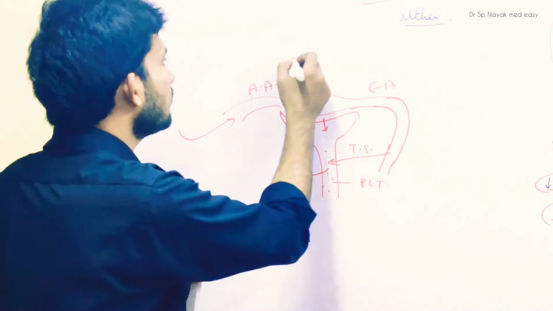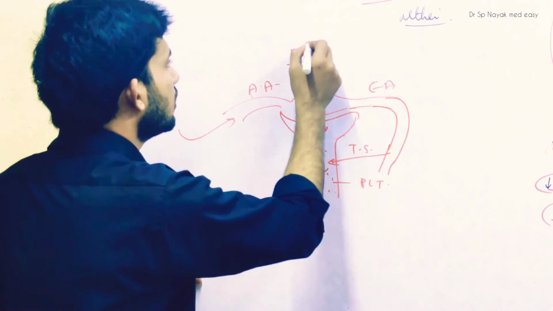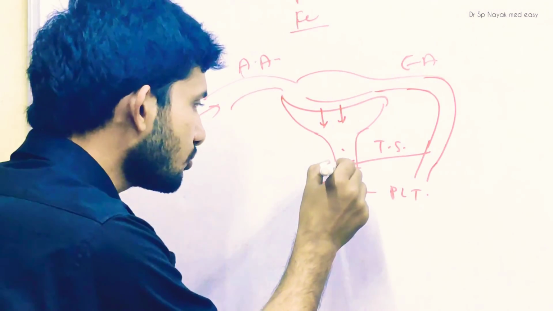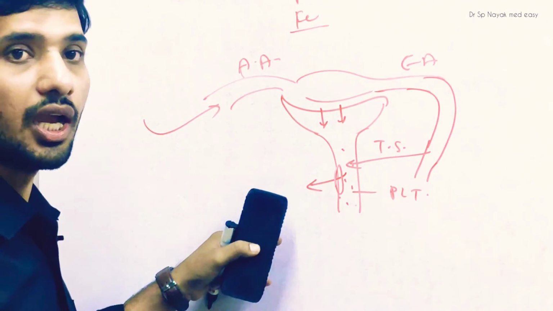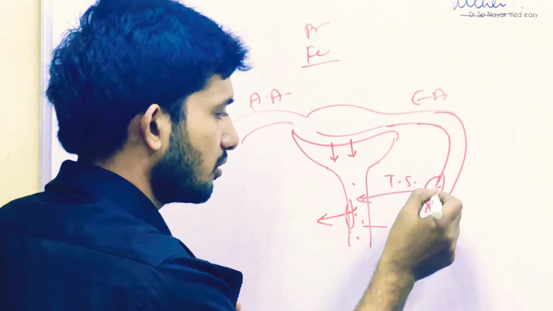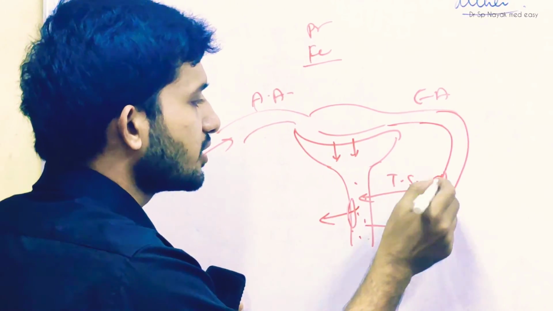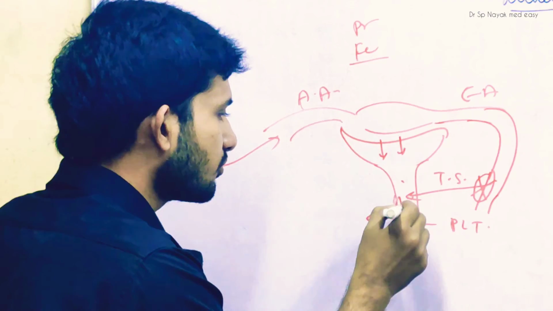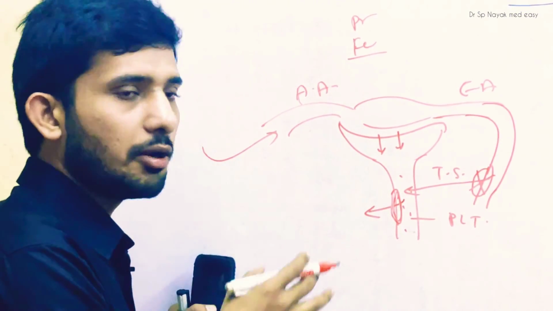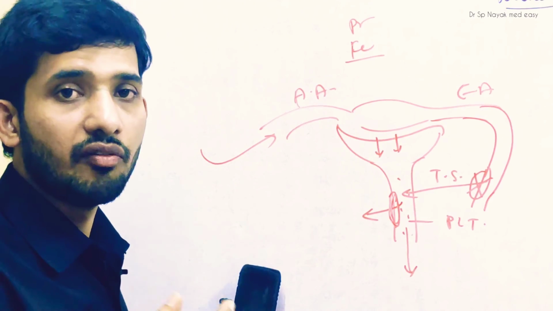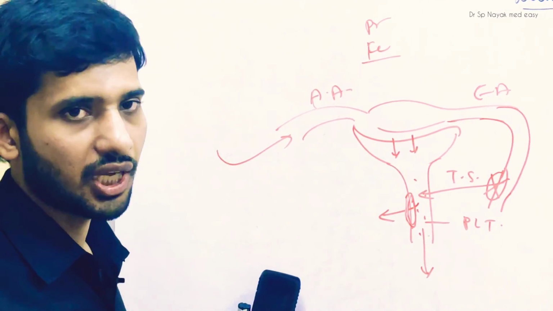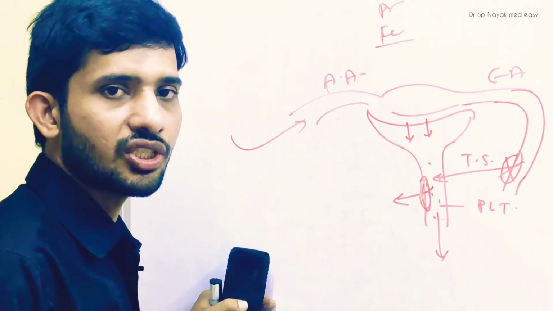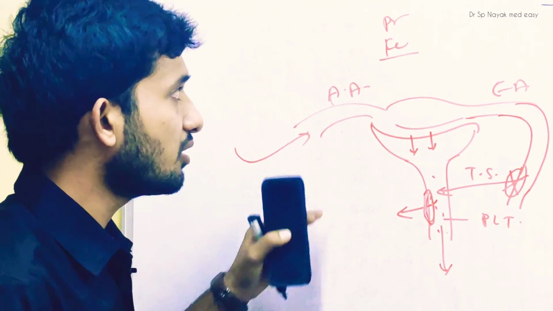And listen guys, when probenecid is given, probenecid will competitively block the reabsorption of uric acid into the blood, and it also blocks the tubular secretion of uric acid here. So it stops the reabsorption of uric acid in the blood, and by that it increases the uric acid level in the urine, and by that it increases the excretion of uric acid. So probenecid competitively blocks the reabsorption and tubular secretion of uric acid. So this is the major mechanism of probenecid.